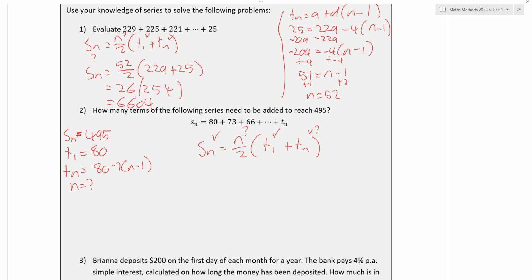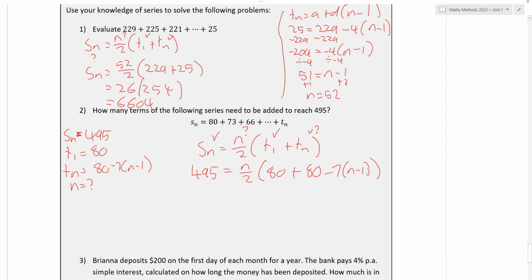So let's sub in our known values. We've got 495 equals n on 2, bracket, 80 plus 80 minus 7, bracket, n minus 1. Just 2 brackets. Pretend I closed that bracket properly.